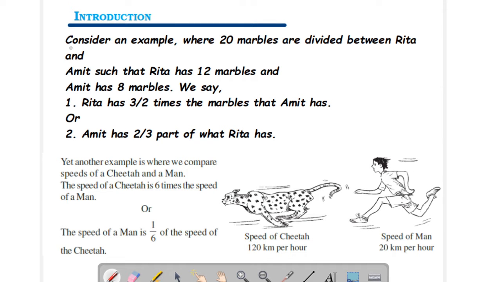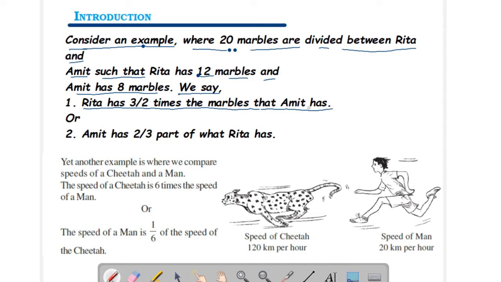Introduction. Let us consider an example where 20 marbles are divided between Rita and Amit, such that Rita has 12 marbles and Amit has 8 marbles. We say that Rita has 3/2 times the marbles that Amit has. How will you get 3/2?